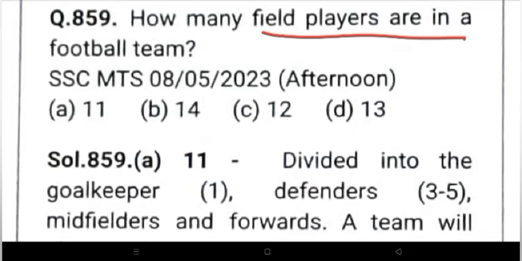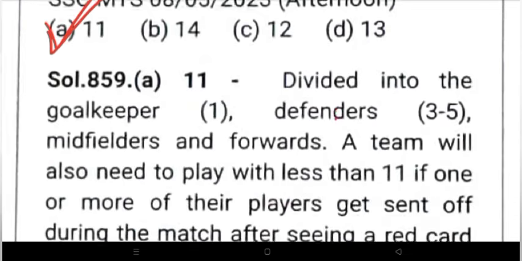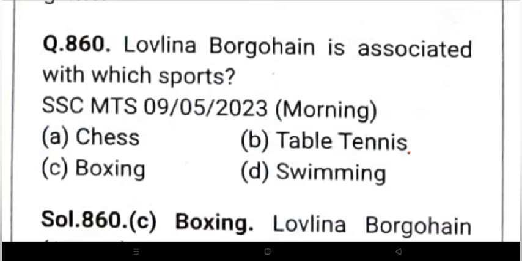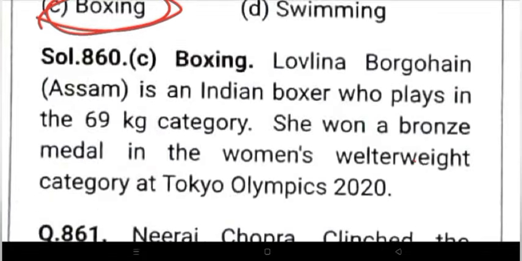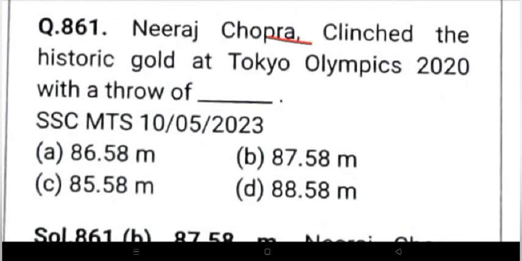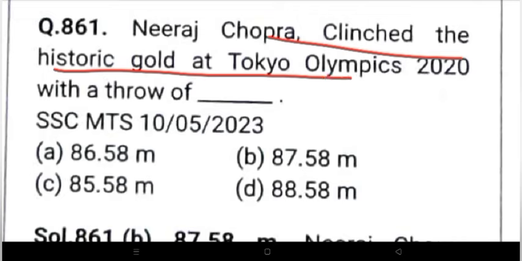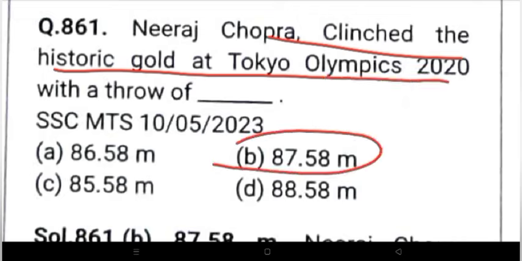A football team has 11 players. Next, Lovlina Borgohain is associated with boxing. Neeraj Chopra clinched the historic gold at the Tokyo Olympics 2020 with a throw of 87.58 meters.